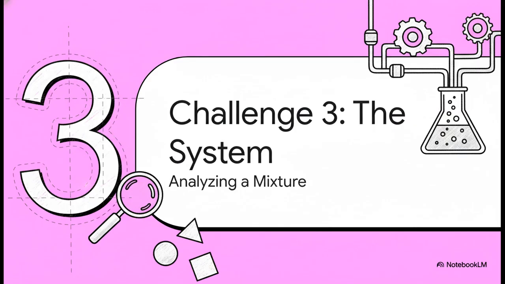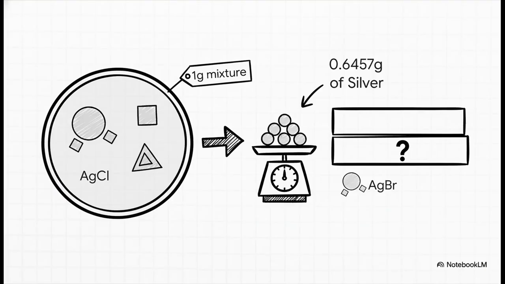Okay, so you've read a blueprint and you solved a mystery. Now, for our final challenge, we're going to combine those skills to analyze a complete system. This is where it really all comes together. Here's the final puzzle. We have a 1-gram mixture. Inside that mixture are 2 different compounds, silver chloride and silver bromide. We also have one more clue. We know that within that 1-gram sample, there are exactly 0.6457 grams of pure silver. The challenge is, what percentage of the mixture is silver chloride and what percentage is silver bromide?